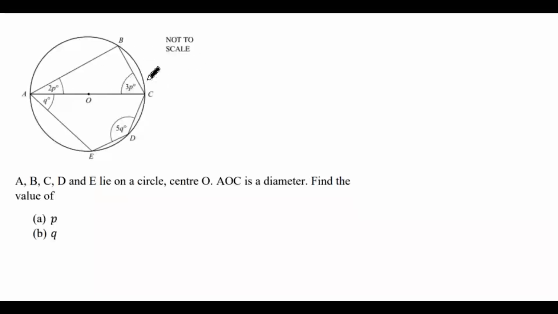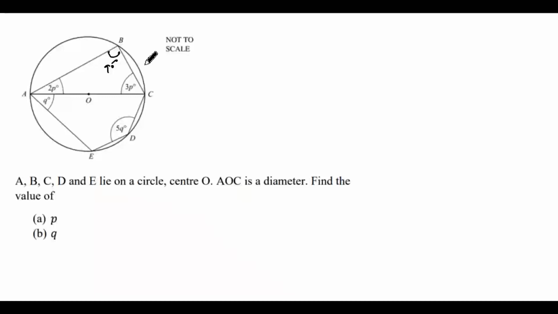So for now we have two theorems available here. The first one will be angles in a semicircle. So this particular one is 90 degrees. That is from triangle ABC. We have angles in a semicircle, which is 90 degrees. That's the first theorem. The second theorem will be cyclic quadrilateral.